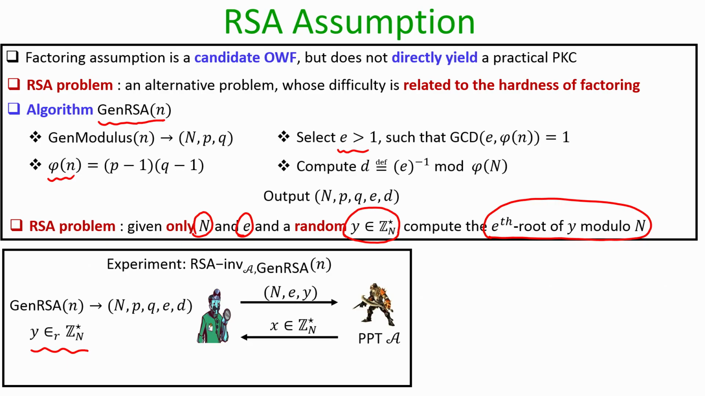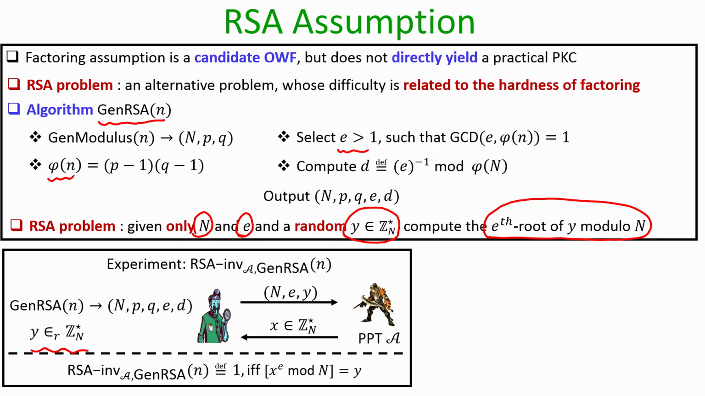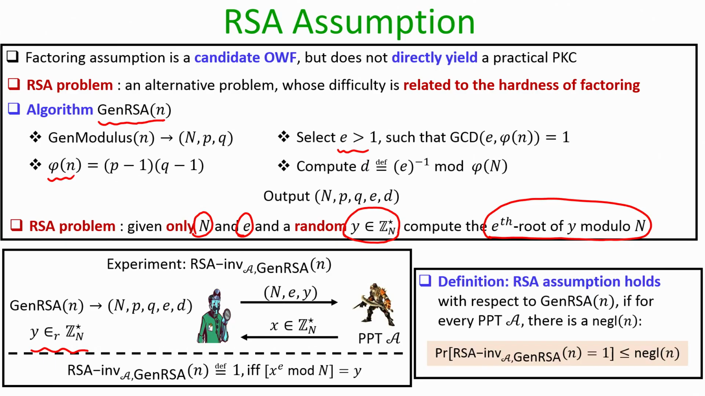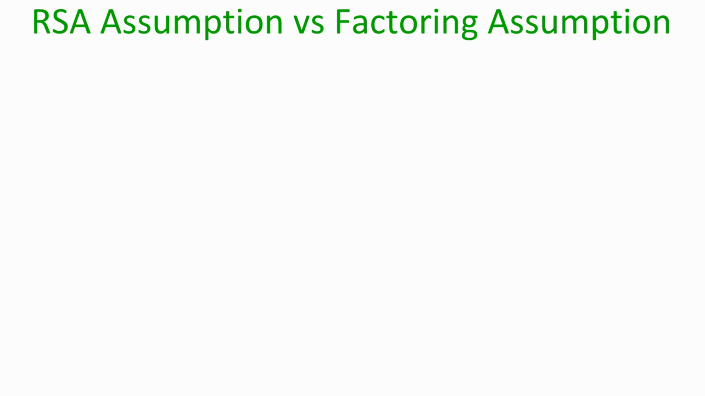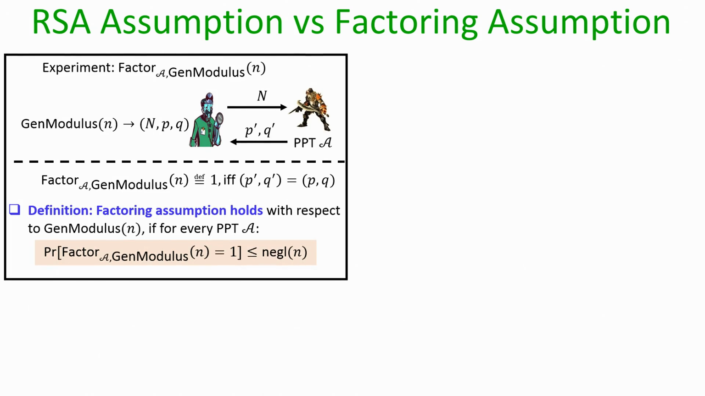So, it has to output a group element, say x, and we say that the adversary has won the experiment, or the output of the experiment is 1, if and only if x is indeed the eth root of the random y modulo N, namely if x to the power e modulo N is y. And we say that the RSA assumption holds with respect to this GenRSA algorithm if for every polytime algorithm participating in this experiment, the probability that it can come up with the correct eth root of a random y is upper bounded by some negligible probability. So, now let us try to compare the RSA assumption and the factoring assumption, because on a high level they might look similar to you.